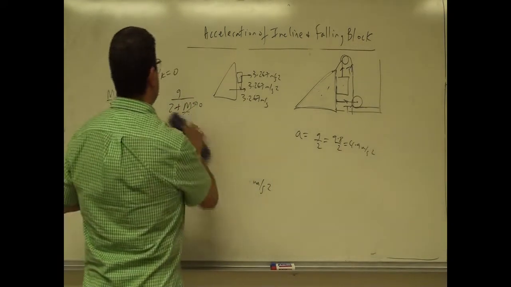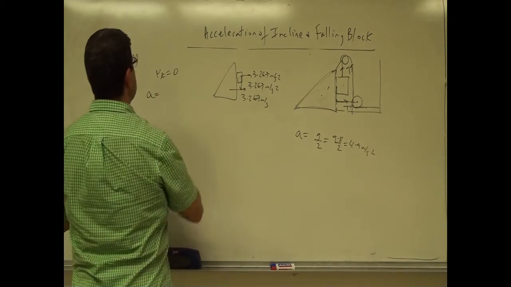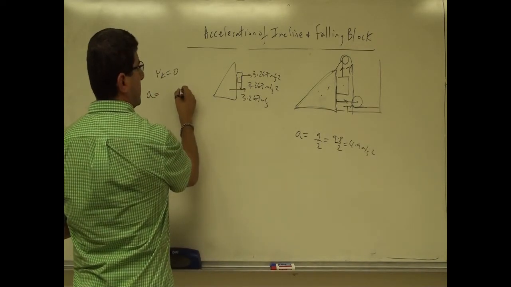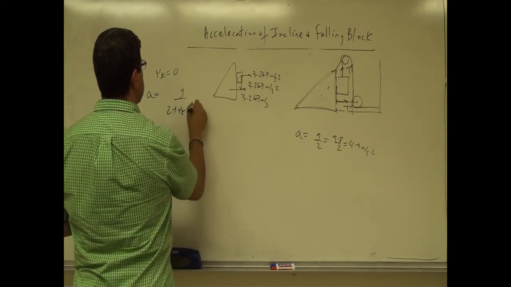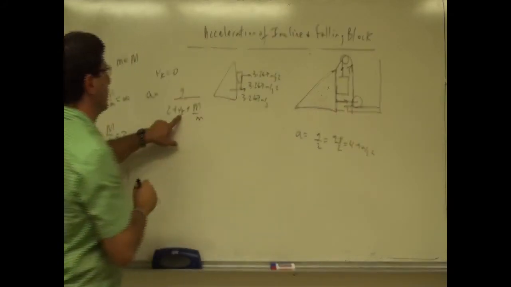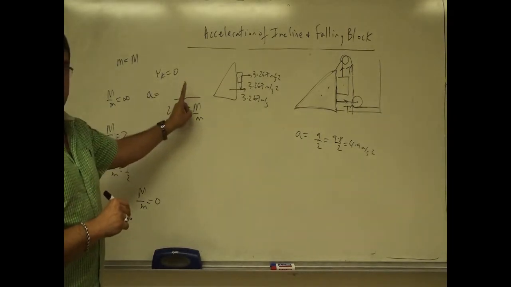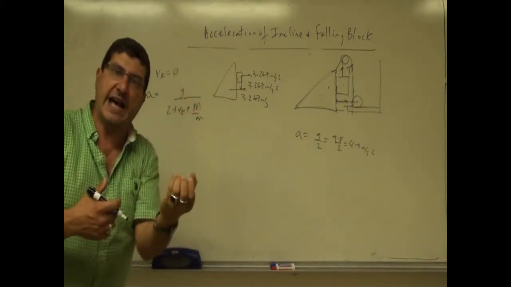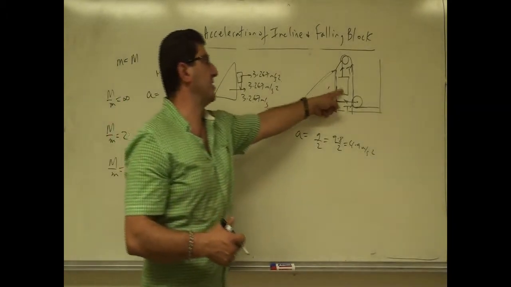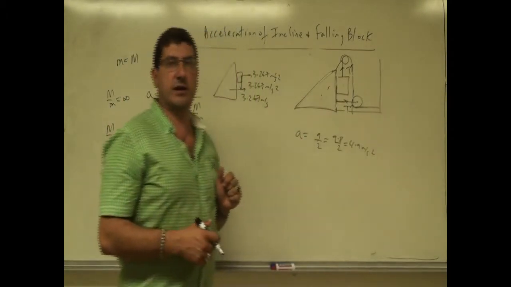So, therefore, the overall equation, we have here g divided by 2 plus mu k plus big M over m. If the coefficient of friction is larger than 0, that's going to reduce the acceleration because, of course, it's going to add friction to the system, and this one is not going to be able to fall as quickly.